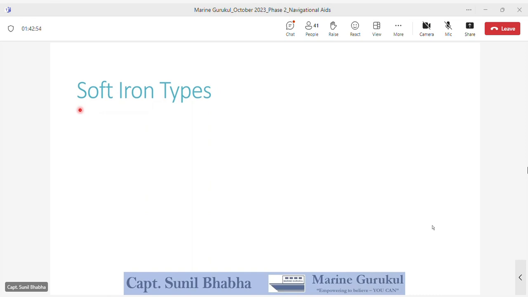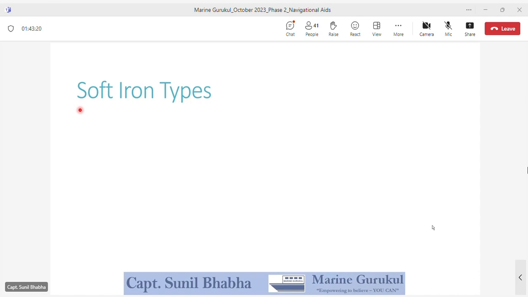Yes, sir. Sir, these soft iron, do they have any kind of age limit or time limit? Like after 2 years or 3 years, will they lose their magnetism? No. If a structure is a soft iron structure, for the entire life of the ship, it remains soft. If it is a hard iron, for the entire life of the ship, it remains hard.